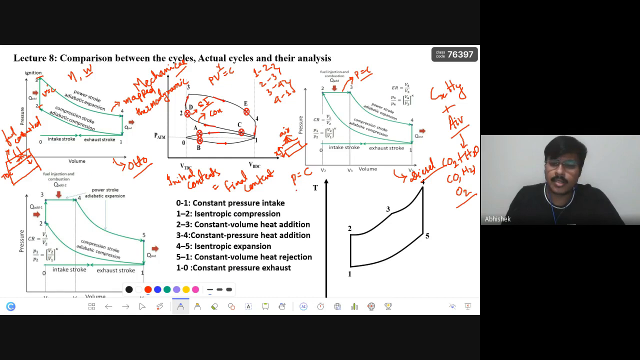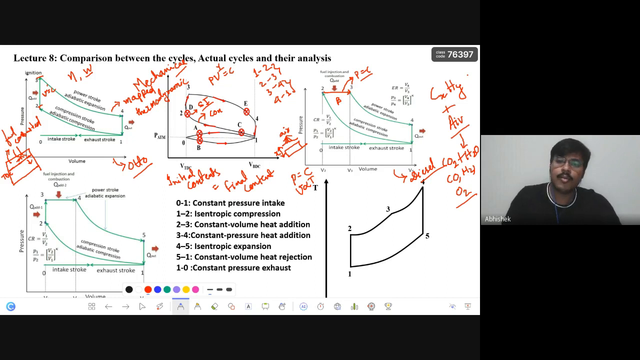As the volume has changed, volume is directly proportional to the temperature. So there will be combustion, and a certain amount of temperature increase has led to the increase of the volume, and this is what is called the cutoff ratio. This one we denote by beta, and we have already covered this in the last class. But this process is not at all possible in actual conditions.